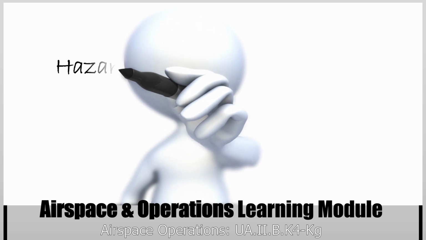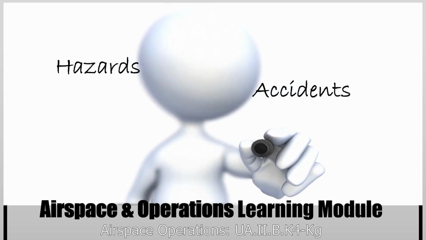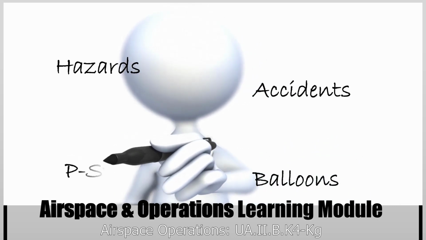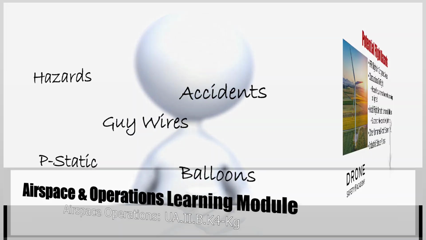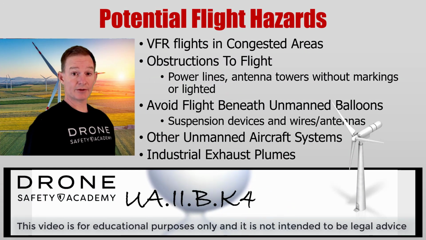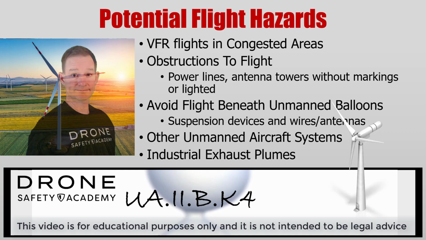Welcome back. In this session, we're going to be talking about hazards and accidents, things like unmanned balloons, precipitation static, and guy wires. Always keep your eye out for potential flight hazards, which may include but are not limited to VFR flights in congested areas, obstructions to flight, including power lines, guy wires, towers, tethered unmanned balloons, other UAs, and exhaust plumes.